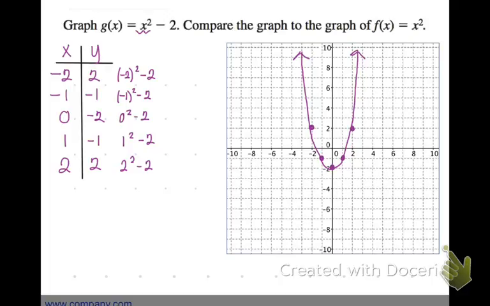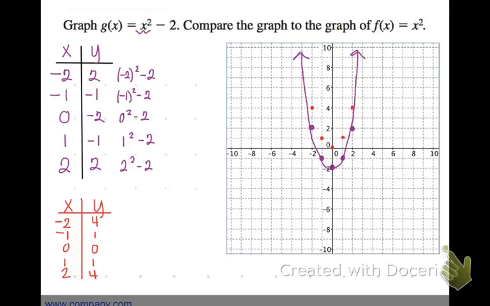So now we want to compare that to the parent function, and we looked at what the parent function table looks like yesterday. Remember, it's just take all the x's and square them. So negative 2 squared is 4, negative 1 squared is 1, 0, 1, and 4. So I'm going to sketch that in red so we can see what that looks like.